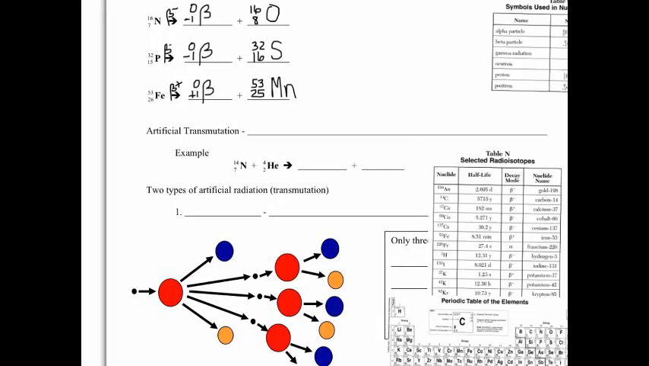Things get a little more difficult when we get into artificial. In an artificial transmutation reaction, we have to hit the nucleus with another particle. So we're going to bombard, I think that's the word they use the most, bombard the nucleus to make it unstable.